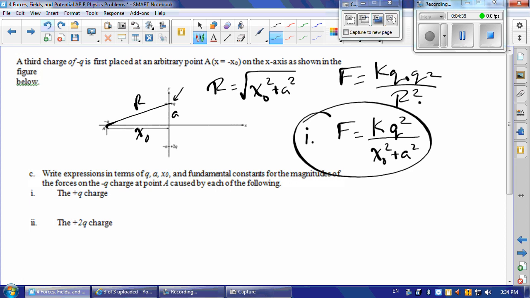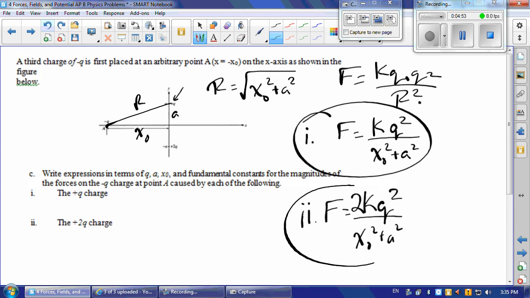Now for part 2, it's going to be strikingly similar. In fact, the only thing that's going to change is that right there, because the distance between the charges is the same. The only value that changes, at this time it was q, and the second time it's 2q. Okay?